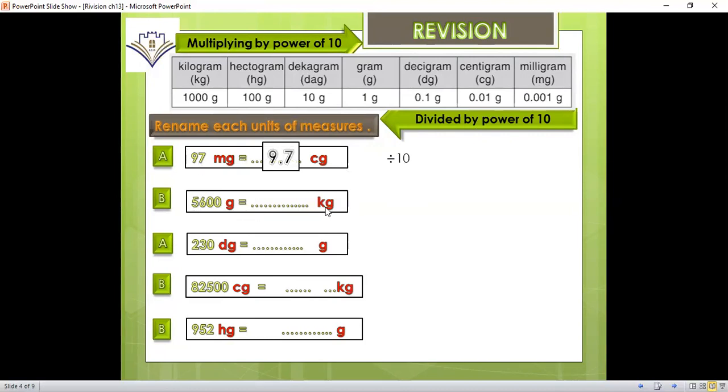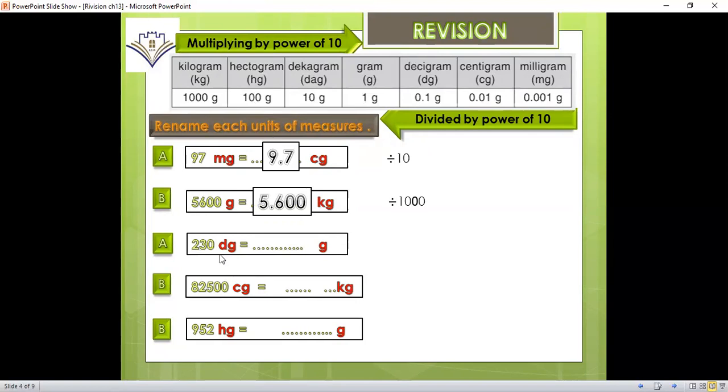5,600 gram equals dots kilogram. Where is gram? It's gram. Where is the kilogram? Yes, this kilogram. Move the decimal. Multiplied by or divided? Divided, because we're going from least to greatest. Divided 10 and then divided 10 and then divided 10, meaning divided by 1,000. The point moves 3 decimal places to the left. 1, 2, 3. Then the point is between 5 and 6. Then the answer is 5.600 kilogram.